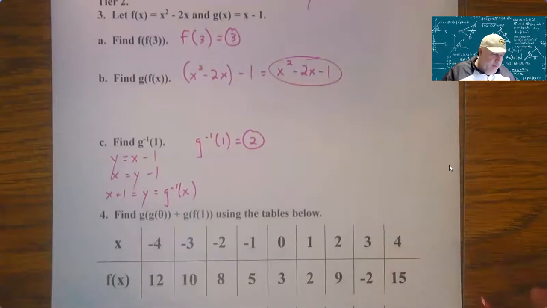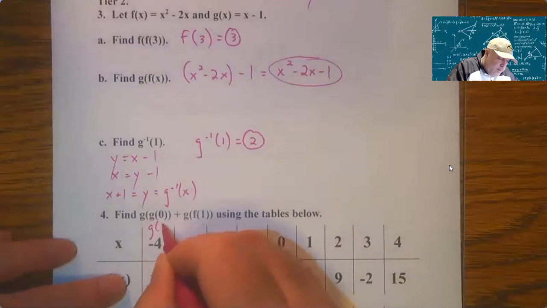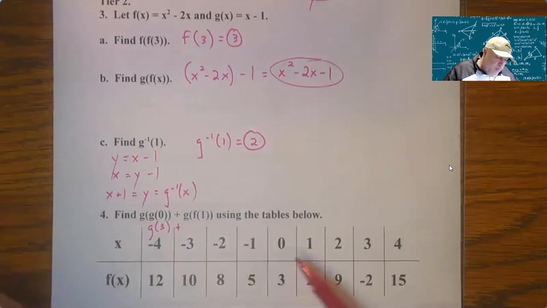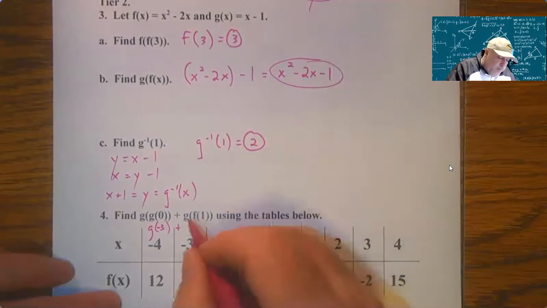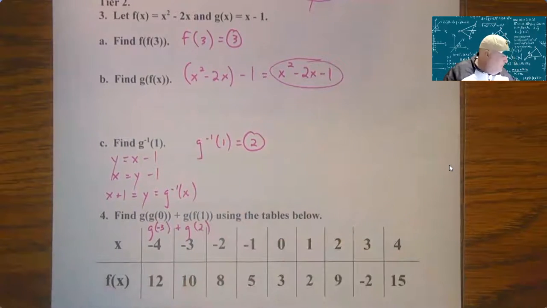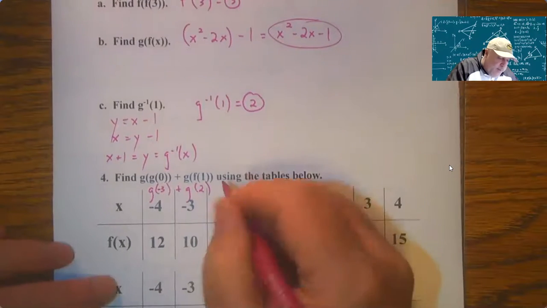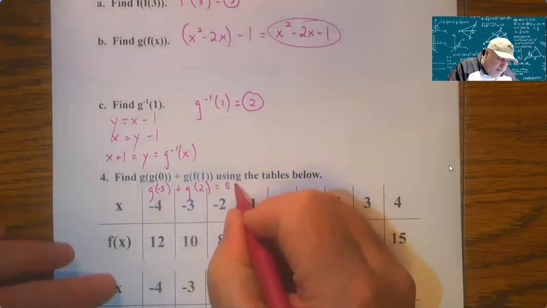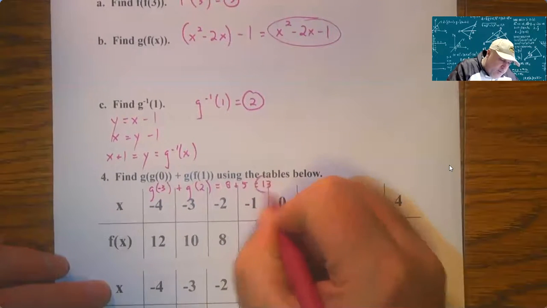So g of 0 on this. So g of 0 is 3. So that's going to be g of 3. And then f of 1, oops, g of 0 is -3. Sorry, I'm not paying attention. f of 1 is 2. So that's g of 2. So we have g of -3 plus g of 2. All right, so now down in the g function. So g of -3 is 8. And then 8 plus g of 2, 8 plus 5, and that is 13.